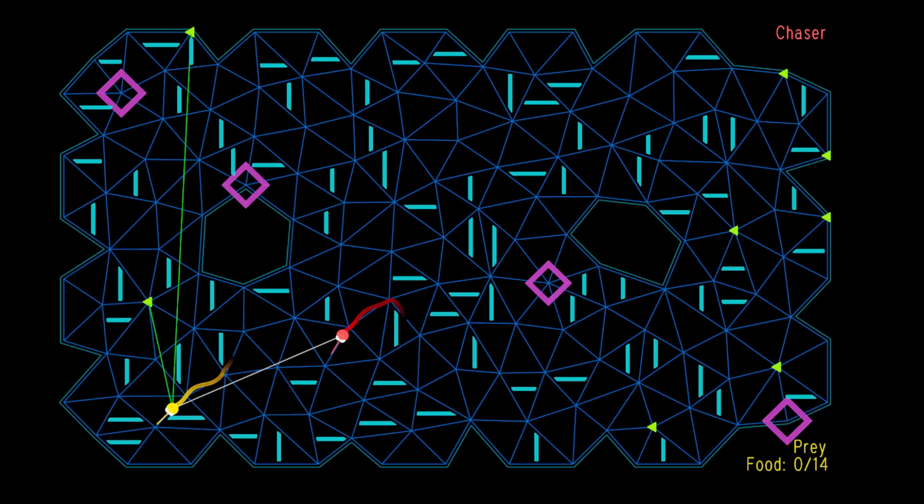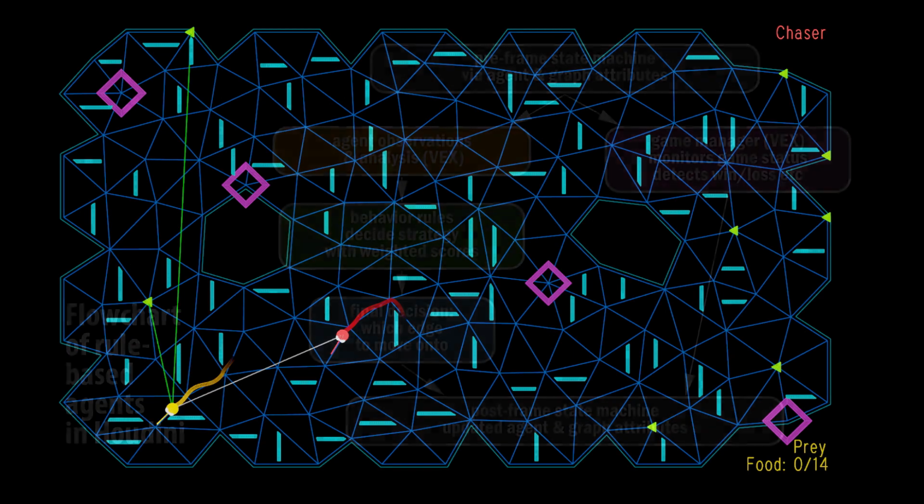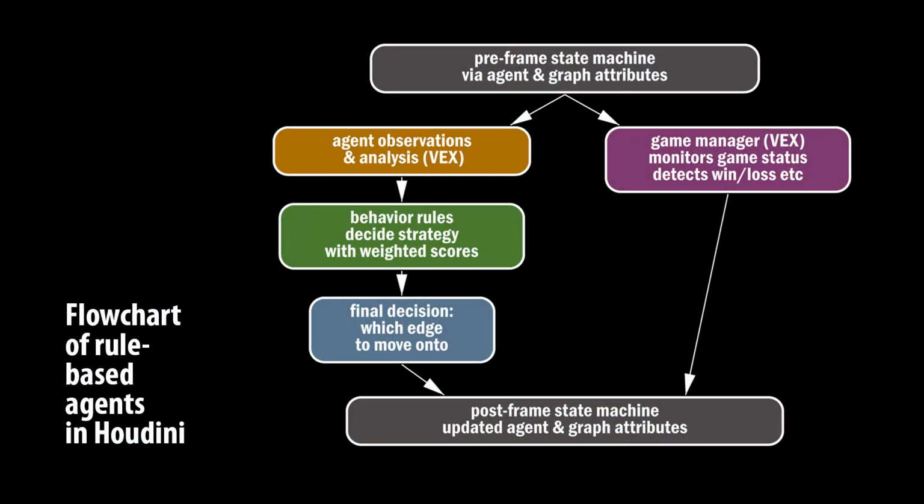At the geometric level, the agents are points moving along the edges of the graph. The progress of the game is monitored via a state machine encoded in the attributes of both the agents and the graph. On each frame, each agent receives observations and analyzes the situation in its own VEX code.